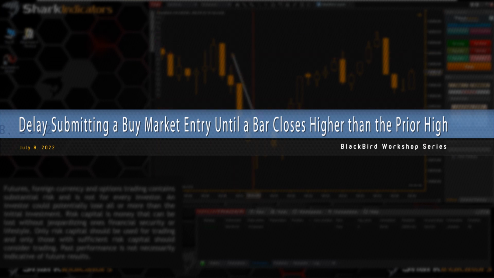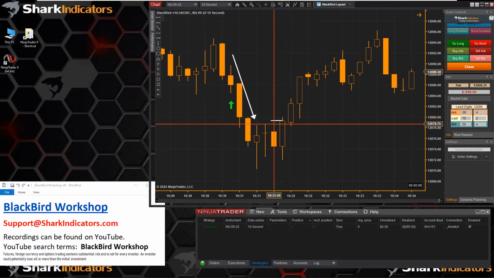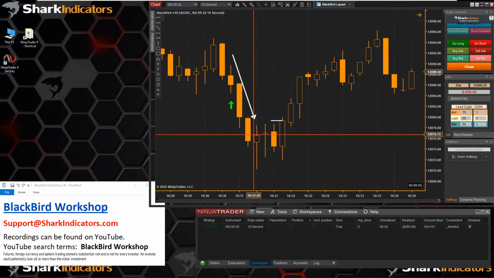So we can see the market had been moving down here. Let's say we get a buy signal right there. We want to get into the market, but we want to wait until the close, until the bar closes higher than the previous bar's high. So for example, there we go. This bar here closed higher than the previous bar's high. So this would be the bar that we get into the trade with.